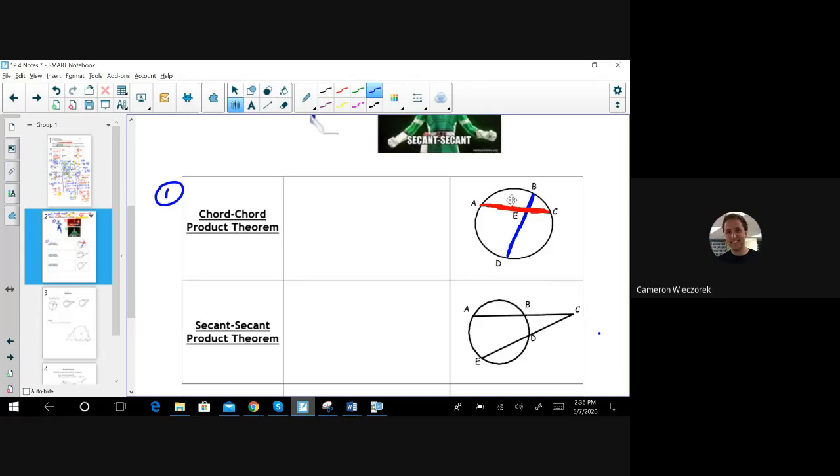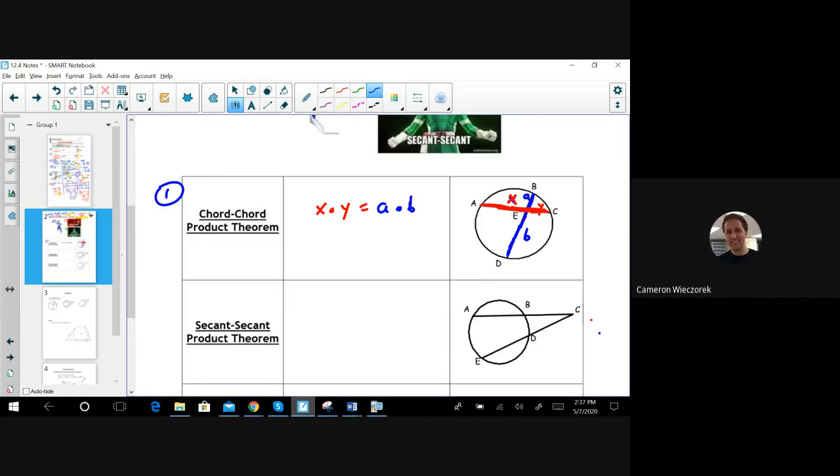Call this X, let me do red. Say this is X, AE is X, EC is Y. Let's say that BE is A and ED is B. All it says is if you take the two pieces that are in red and multiply them together, it's going to equal the two pieces in blue multiplied together. So if I take X times Y, it's going to equal A times B. So really, the two pieces in red multiplied together equal the two pieces in blue multiplied together.